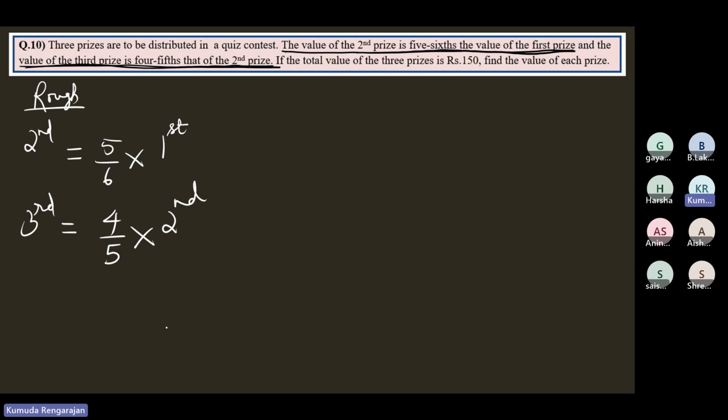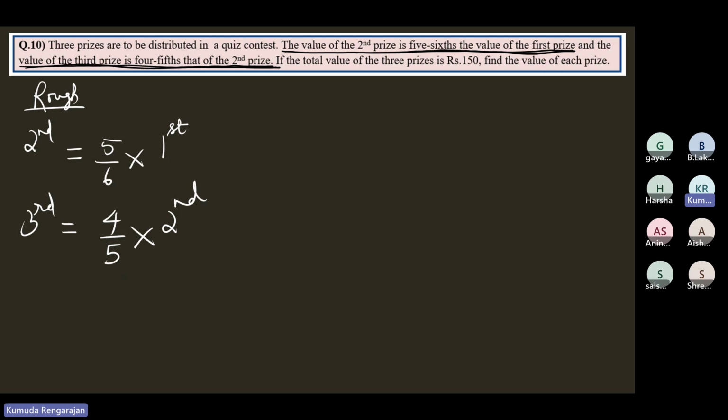You can actually assume anything to be x. You can assume the second prize is x, the third prize is x, the first prize is x. We'll do it in all the three ways. You can assume anything as x. There is no rule, or there is nothing like only this should be called x. So we'll do it in all the three ways. Now we'll take the first prize as x, then we'll take the second prize as x, then we'll take the third prize as x.